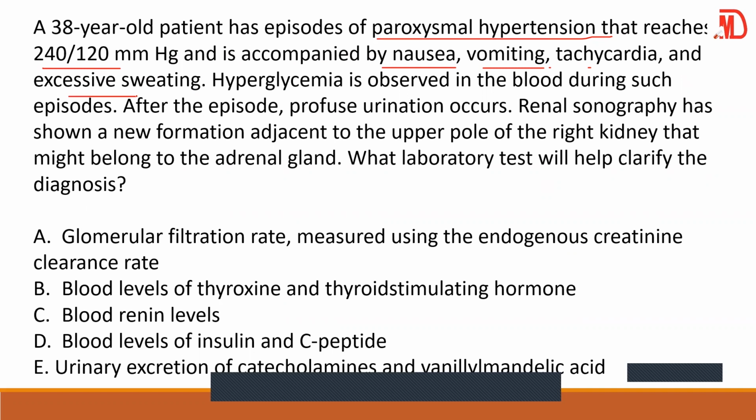So, hypertension, 240/120. That's a hypertensive emergency. Now, hyperglycemia is also observed. Look at it. There is high blood pressure, and hyperglycemia is also observed. Anytime there is such an episode, what comes to your mind?